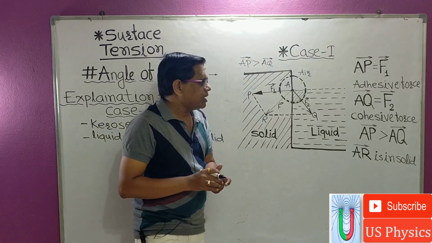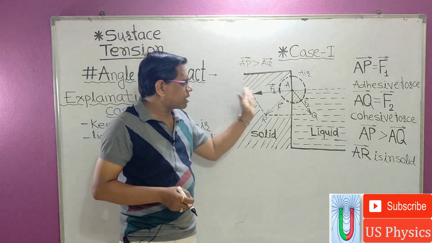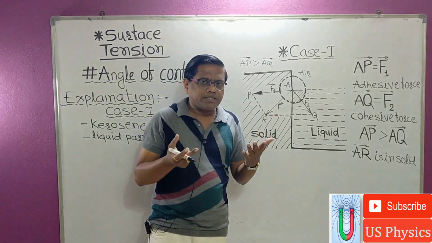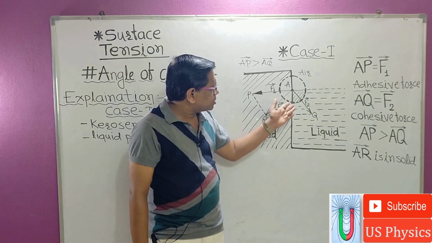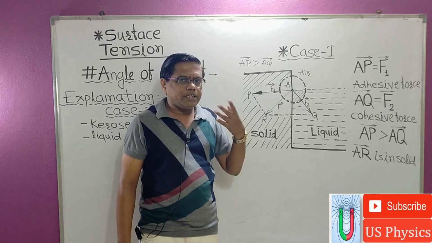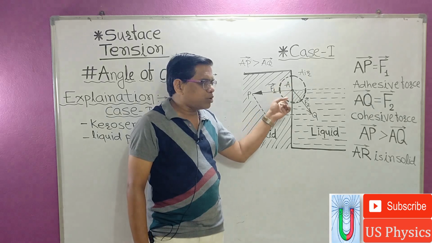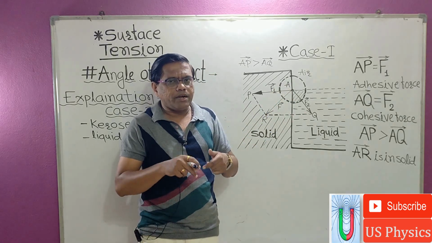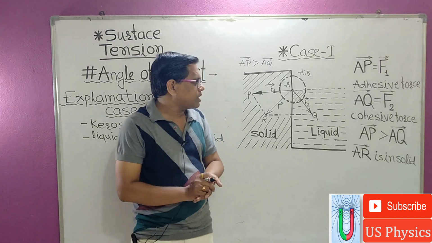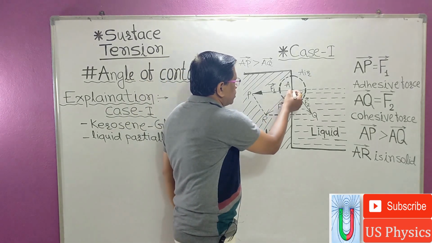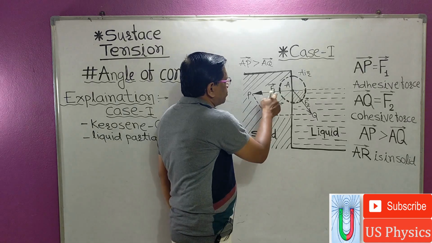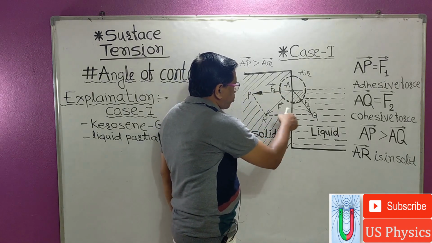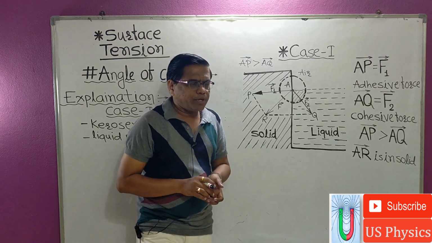AP bar is larger than AQ bar. Now, as these two forces neither cancel each other nor balance each other, this will create a resultant force on this molecule A. The vector addition of these two forces will act on molecule A. So to find the resultant of this AP bar and AQ bar, let us complete the parallelogram.